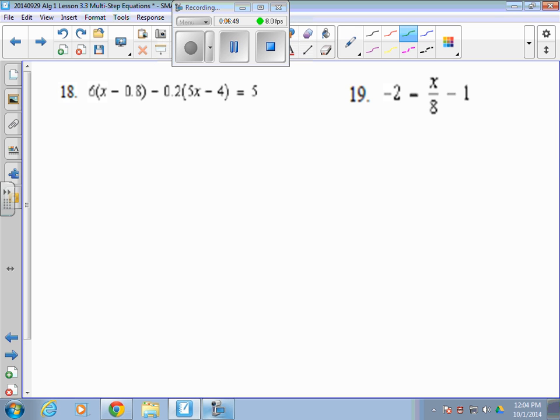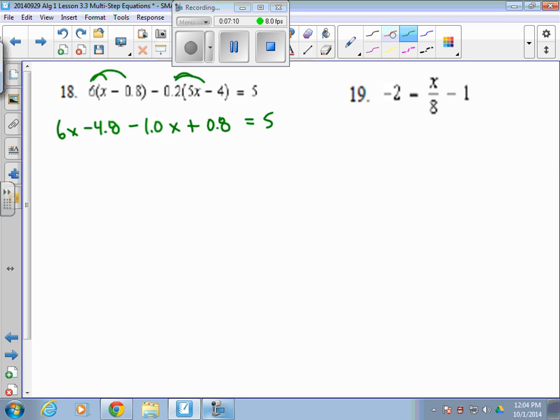18, you have to distribute, 6x. 6 times negative 0.8 is going to be negative 4.8. Negative 0.2 times 5x is negative 1.0x, or negative 1x. And negative 0.2 times negative 4 is going to be positive 0.8.